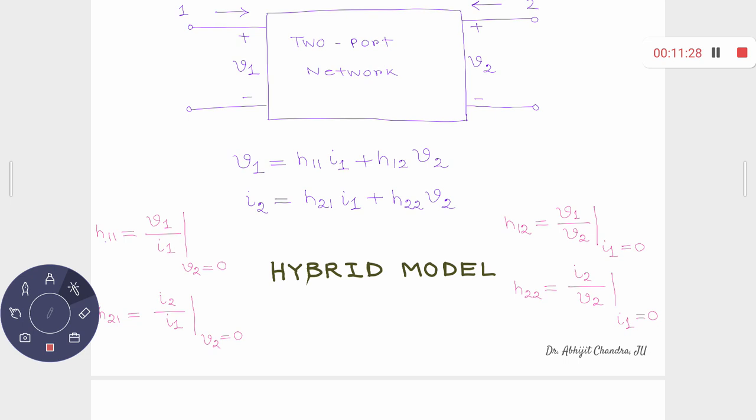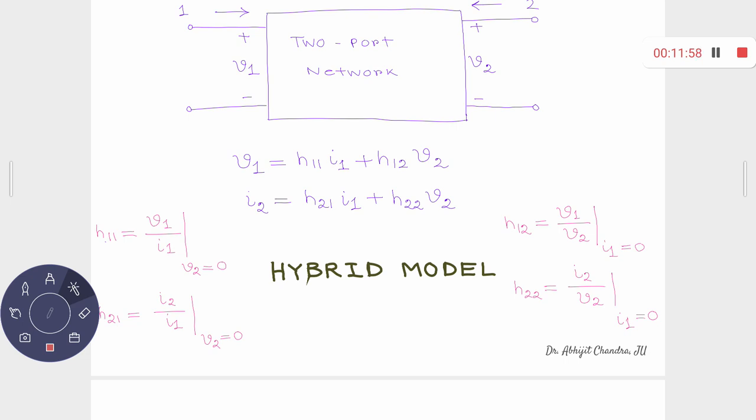Okay? And similarly, under this condition, if you measure the ratio of these two currents, I2 upon I1 with V2 equal to 0, that will give you the value of H21. Okay. Now, coming back to the other two parameters, H12 and H22, how to get them? H12 is nothing but V1 upon V2, with I1 equal to 0. And H22 is nothing but I2 upon V2, with I1 equal to 0.